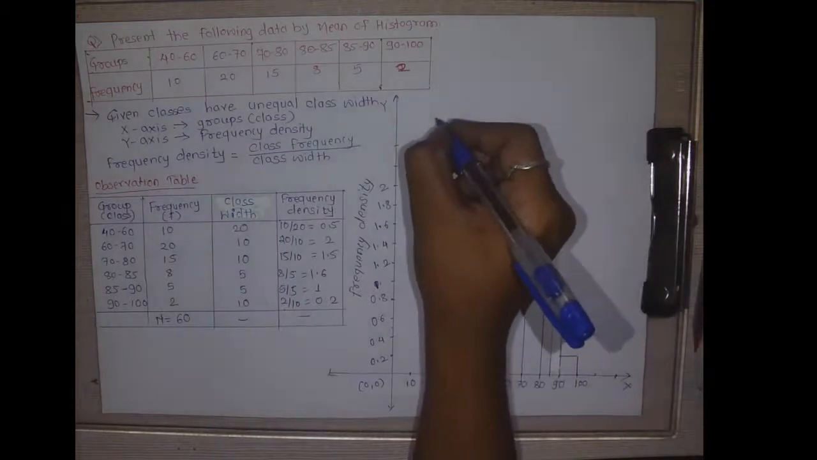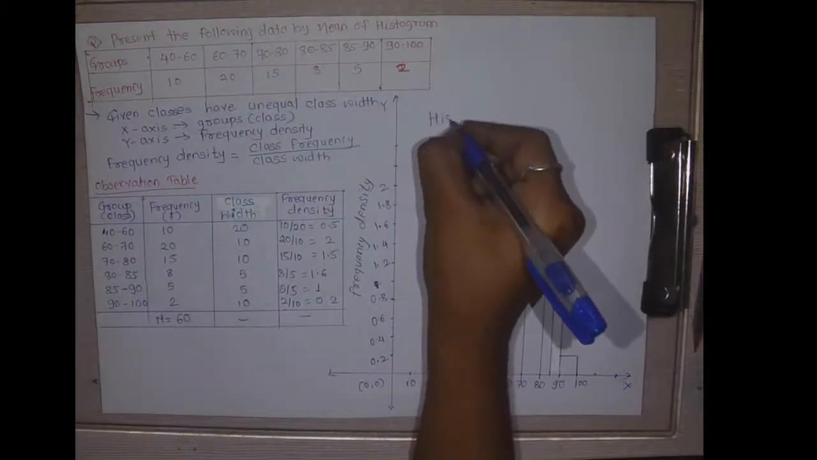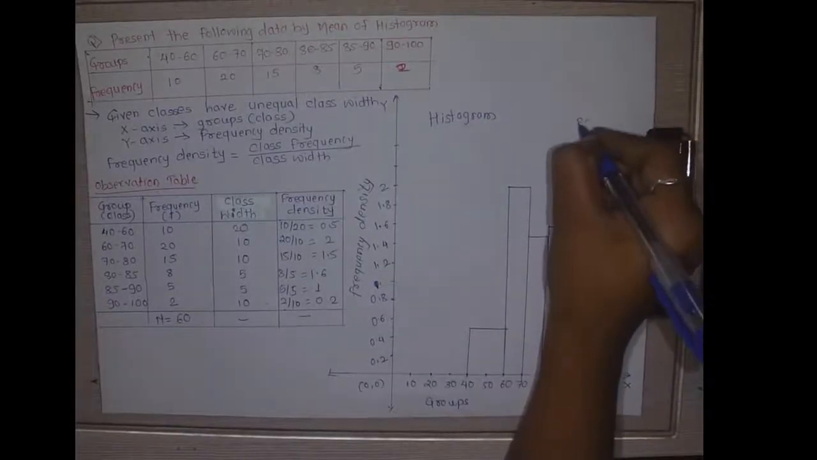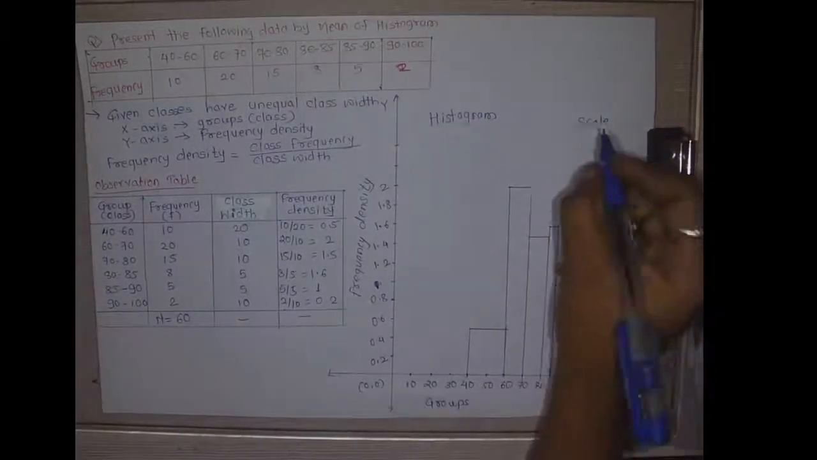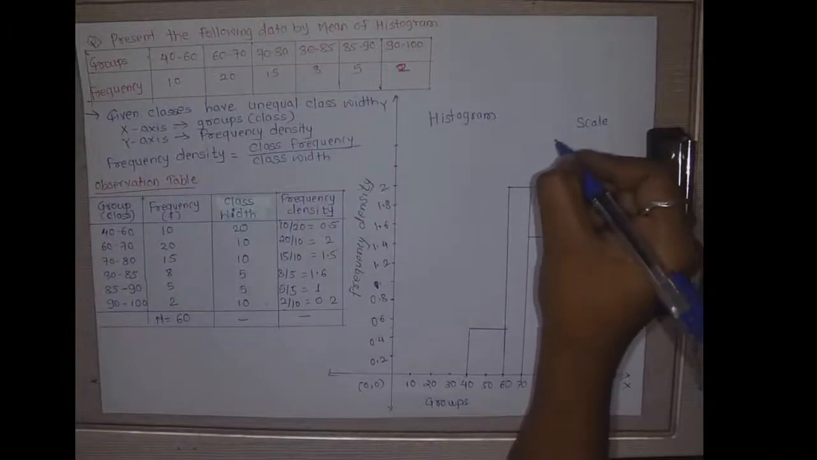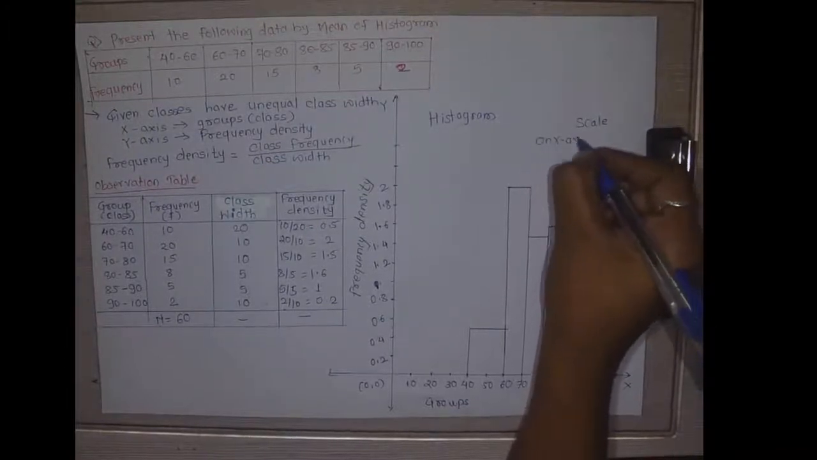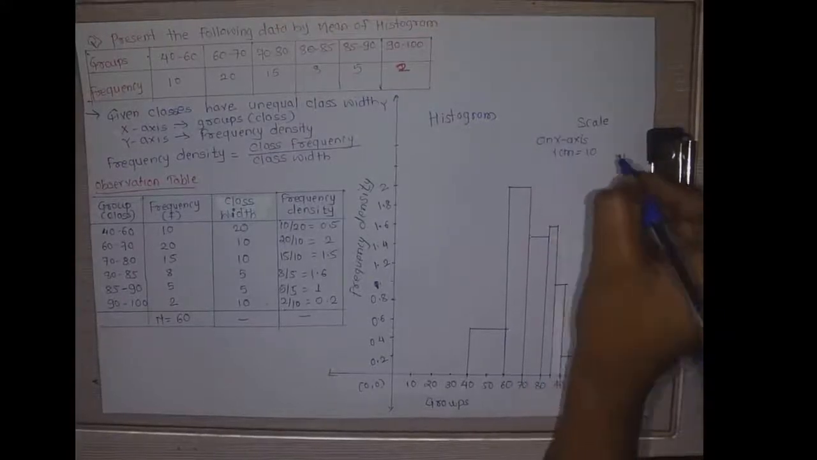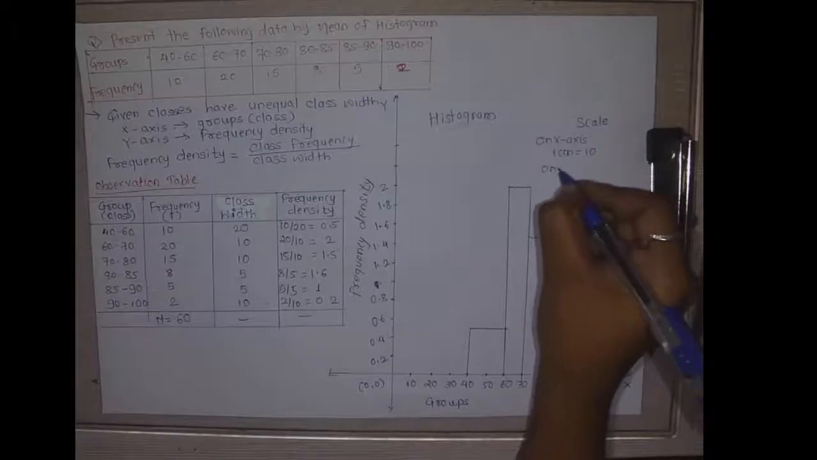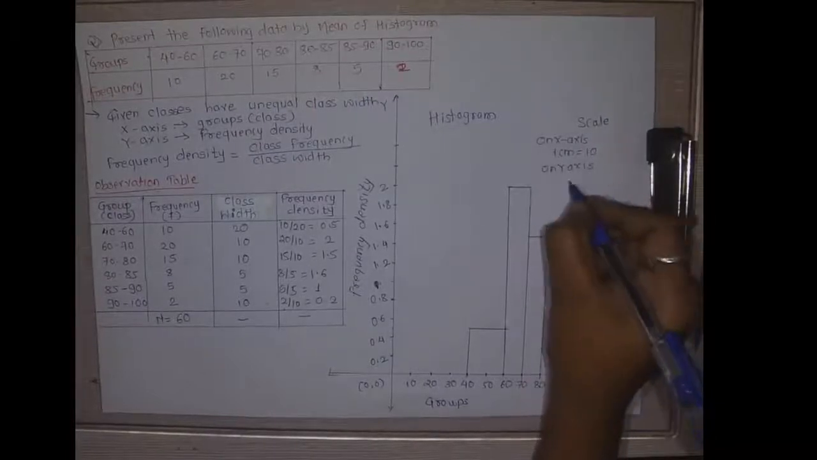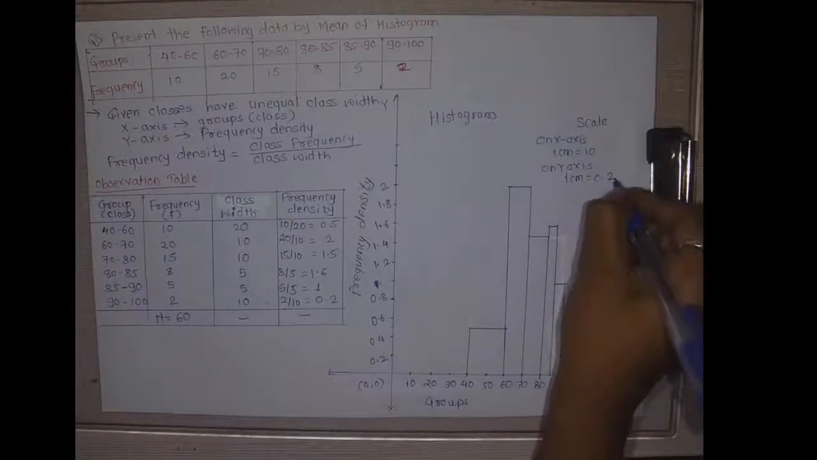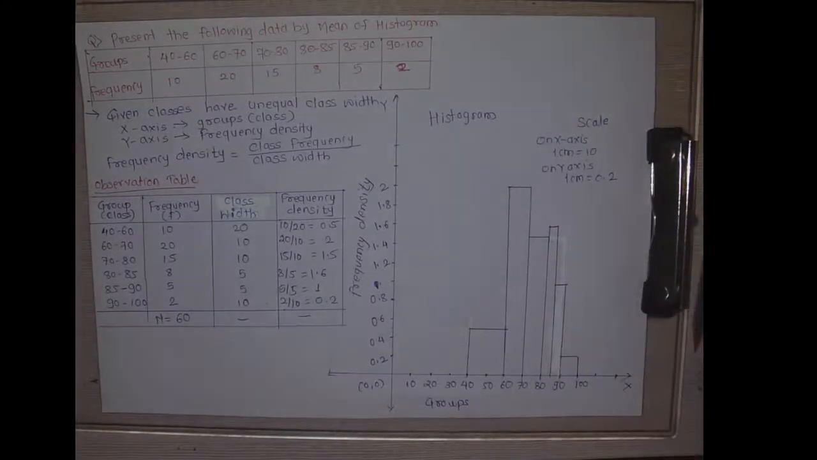The chart title is histogram, and the scale we have taken on the x-axis is 1 centimeter equal to 10, on the y-axis 1 centimeter is equal to 0.2. Here we complete the histogram for unequal class width.